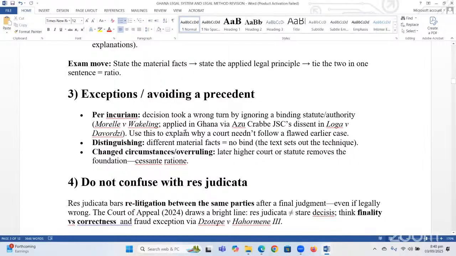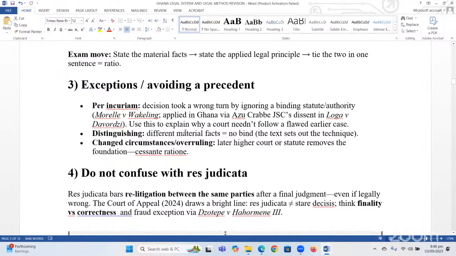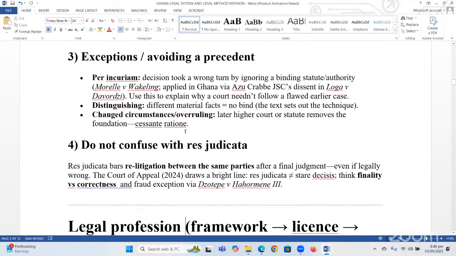Another important point is that we need to appreciate what we call res judicata. If you look at my book, volume 1 or so, these have been discussed extensively, and res judicata is different from judicial precedent. So they are not the same. Res judicata prevents or bars relitigation between the same parties after a final judgment, even if legally wrong.